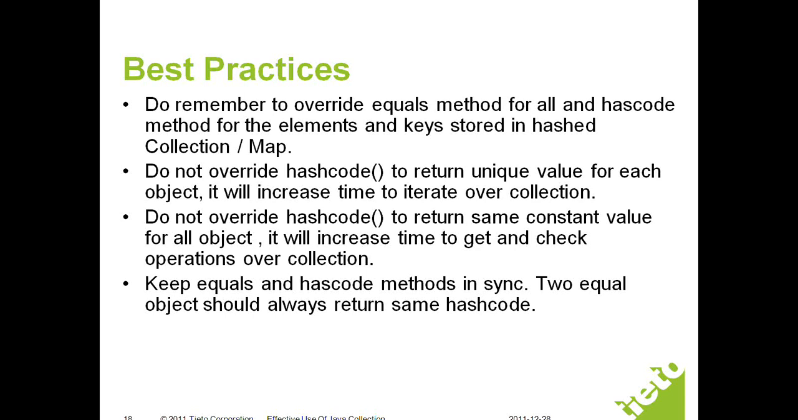So when you are overriding a hash code method, make sure that you give a proper implementation so that the objects in that specific collection are distributed in a balanced way. Then always keep your equals and hash code methods in sync. The same thing I just said is what maintains the contract between hash code and equals method, where the contract says that two objects that are equal according to the equals method should always return the same hash code.